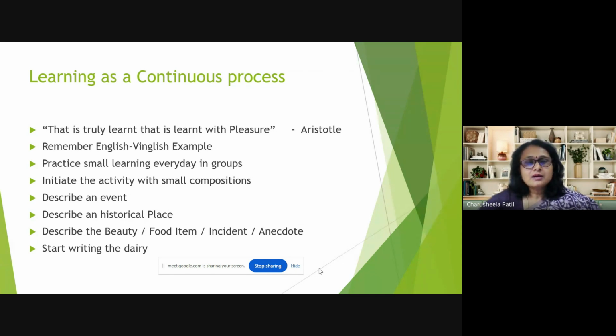Now here, I have quoted this Aristotle sentence: that which is truly learned is learned with pleasure. So something that you really feel you should do, and then you will learn. It's not that somebody will give you some kind of a pill or an injection and you will learn. No, it's not like that. One has to sense, one has to feel.